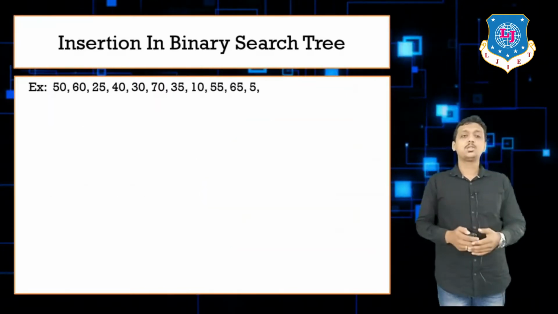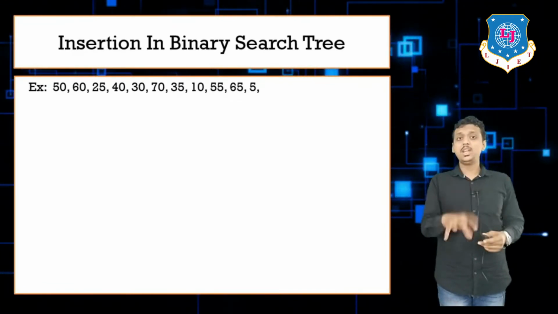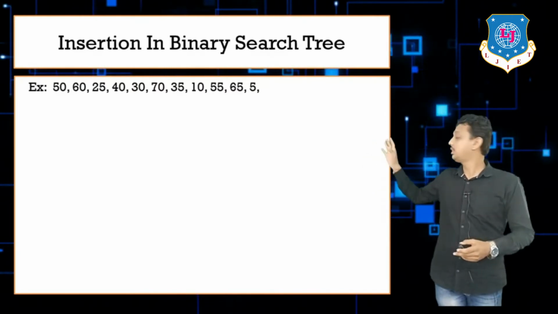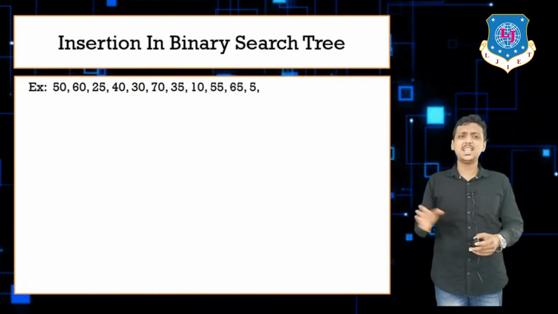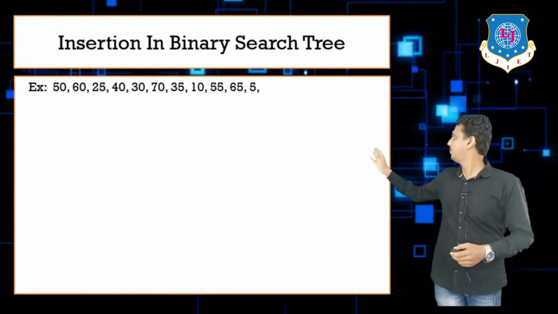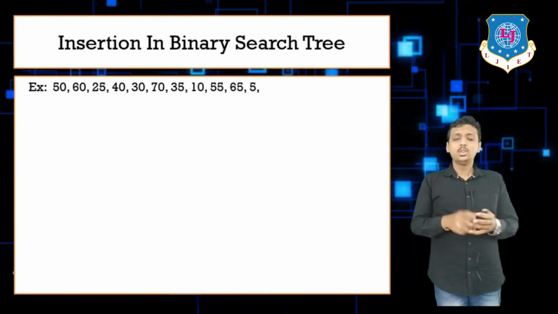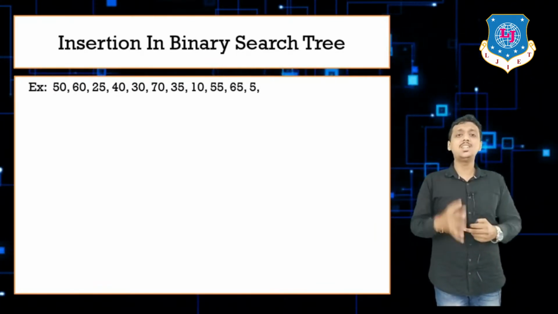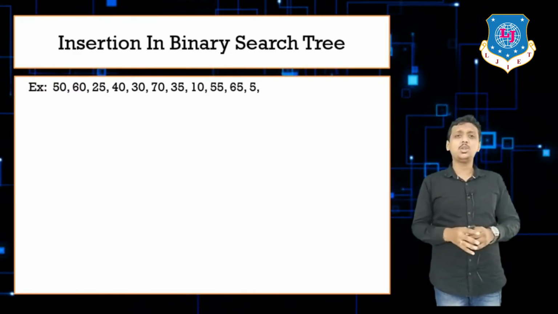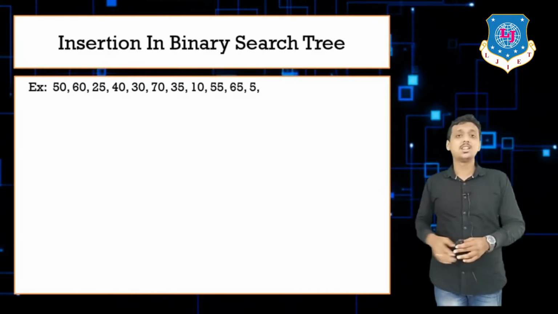Okay, so here you can see insertion in a binary search tree, students. We have one example. It goes like this: we need to insert 50, 60, 25, 40, then 30, 70, 35, 10, 55, 65 and 5. These are the values which we need to insert in our binary search tree. Or it may be asked in your exam to construct a binary search tree for these given values.